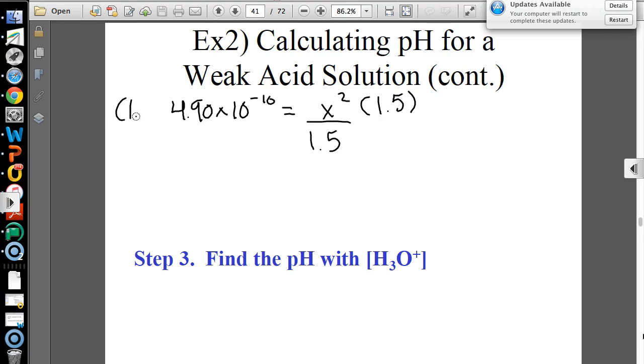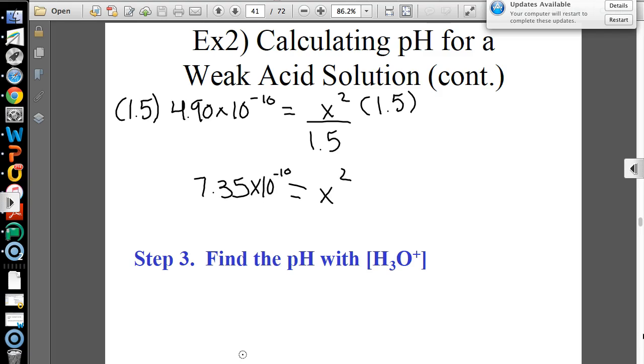And so I'm going to multiply both sides by 1.5. Whatever I get over here is going to be equal to x squared. So times 1.5, still in my calculator. So I got 7.35 times 10 to something, 10 to the negative 10.